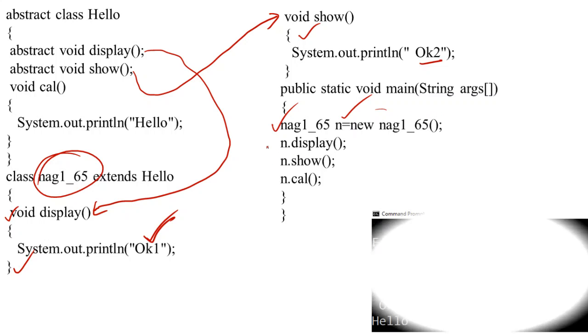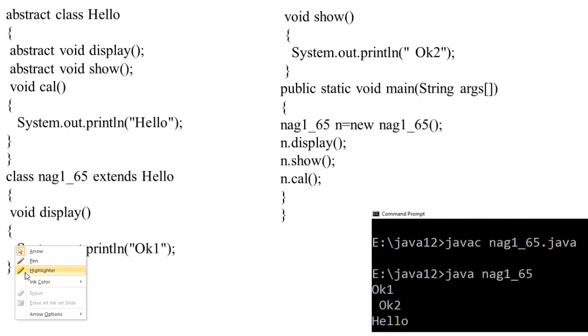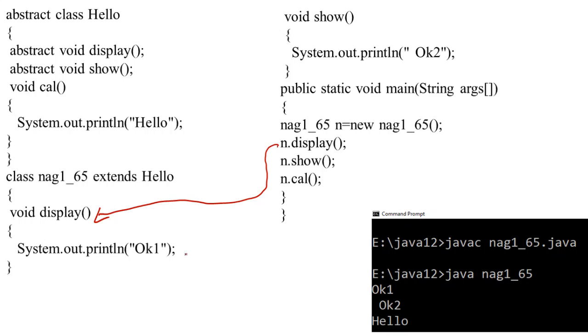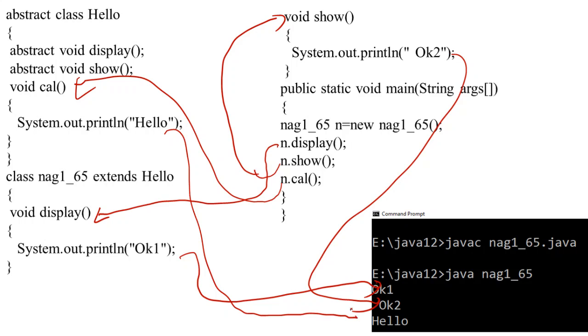Let me show the output once. What is this? N.display. What is the meaning of N.display? N.display means control will automatically go here. Therefore, system.out.println means this OK1 will get displayed. N.show means it will display OK2. N.cal. Cal is a non-abstract method. Where will it go? It will go here. And what will it display? It will display hello.